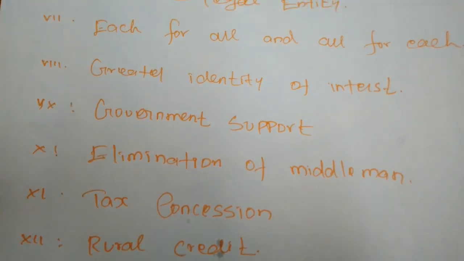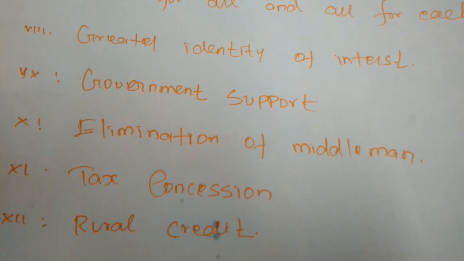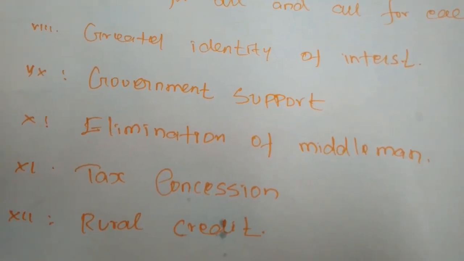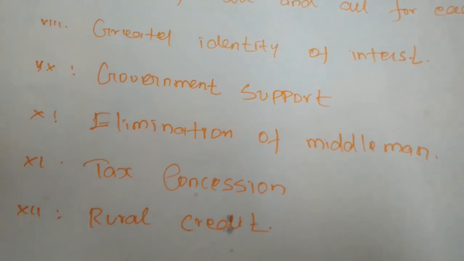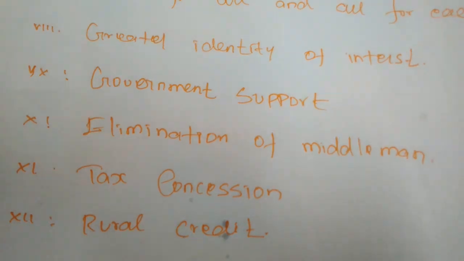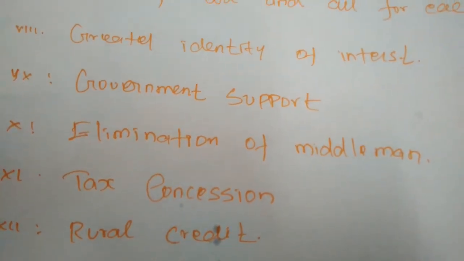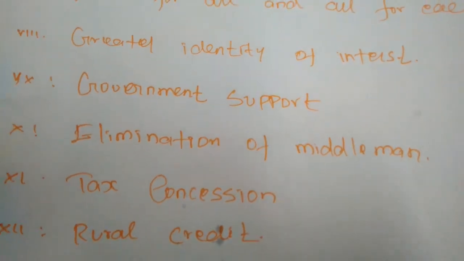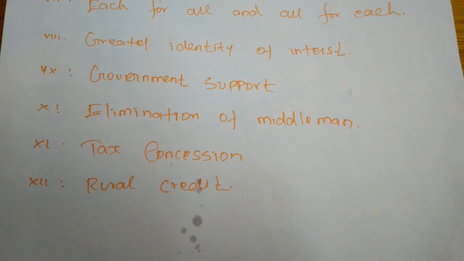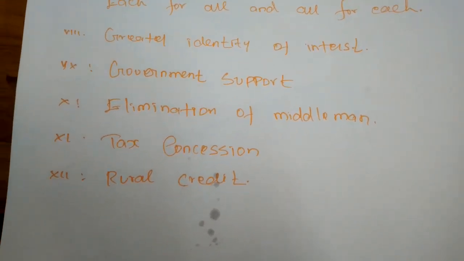Next, elimination of middlemen. Normally the middleman is the cause of increasing the price of commodities. But here cooperative societies can deal directly with the producers and the ultimate consumers. So there is no need for a middleman. When there is no middleman, the price of the commodities will always be reasonable.